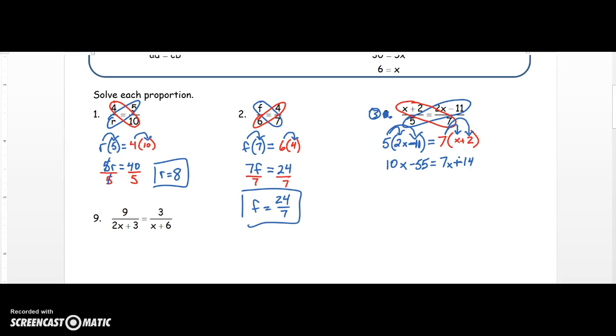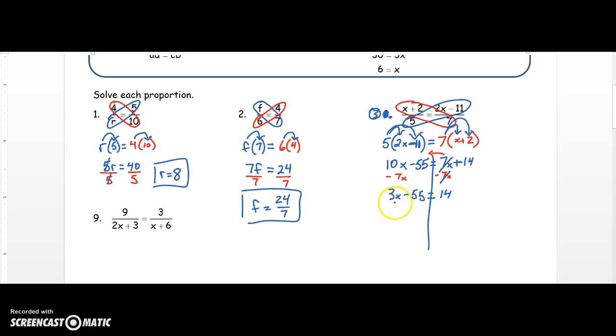Now it's like we worked on the other day. Okay, always, always, always move your variables to the left side. If we get in that habit, it'll be a lot easier for us as we get to more difficult problems. So you have a 7x, so you're going to go ahead and do the opposite. You got to take it off of this side by doing a negative 7x on both sides. So you have 10x minus 7x is 3x. Bring your minus 55 down. We haven't touched that yet. 7x and negative 7x cancel each other out, and you're left with a positive 14.